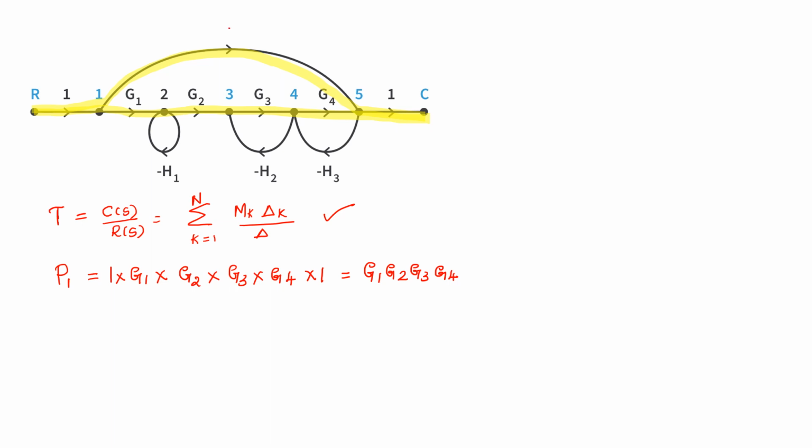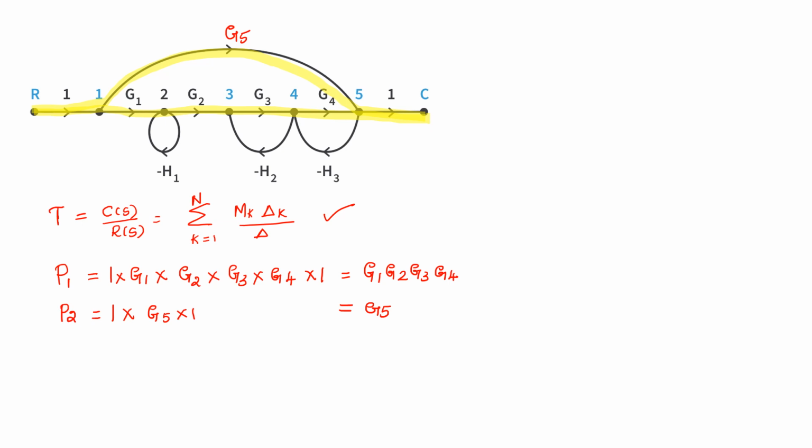Next, here the gain is missing, so I have to take it as G5. Next, the second forward path P2. How to find this? This is the second forward path. So 1 into G5 into 1, that is equal to G5. The second forward path is over.